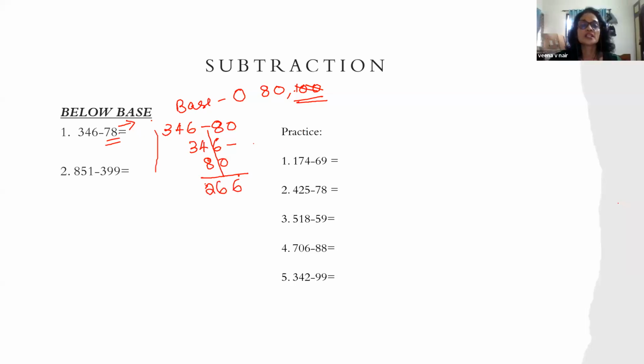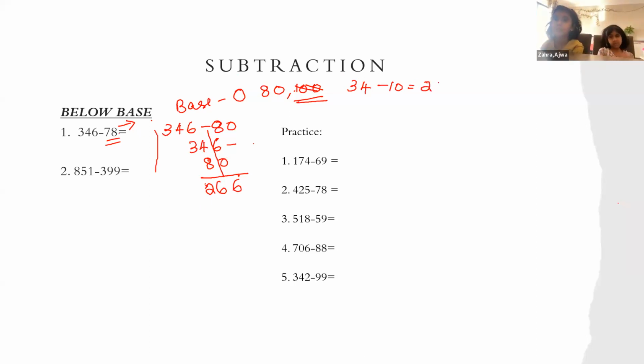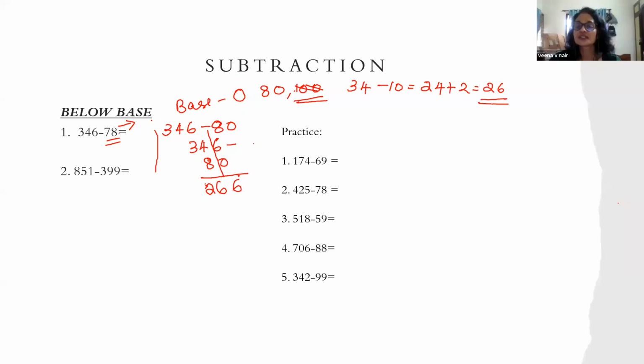Okay. Instead, if we want to use the subtraction method, 34 minus 8, again, you can do it as 34 minus 10. That is equal to 24. Now, since 8 is 2 less than 10, we add 2 to it. That makes it 26. Clear?